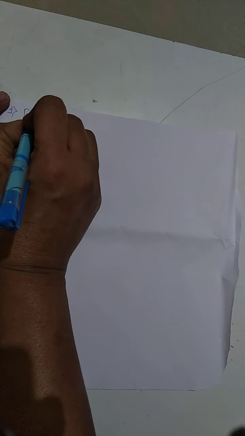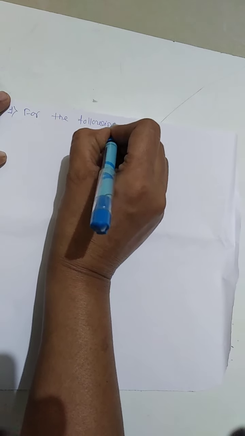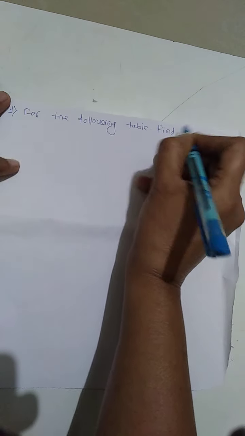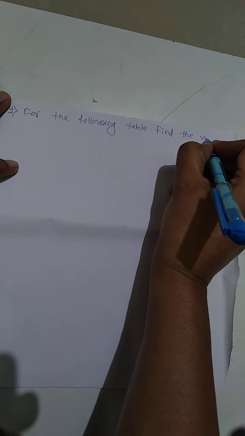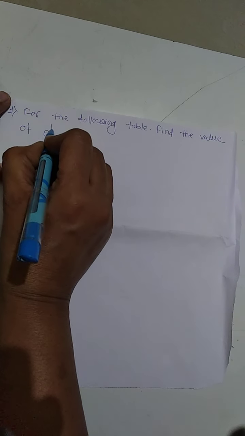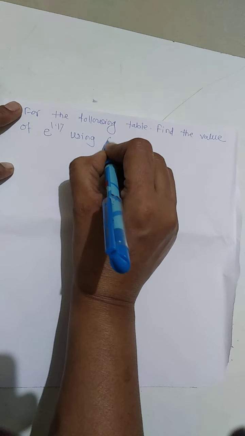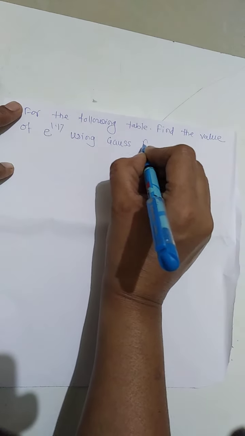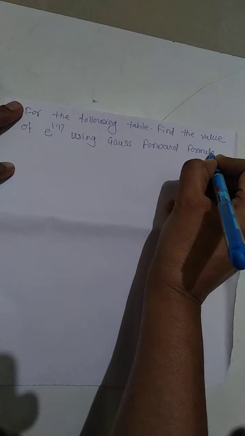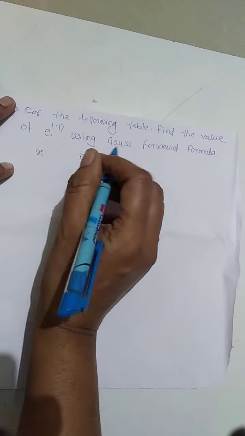First problem, for the following table, find the value of e to the power 1.17 using Gauss forward formula. Then write the value of x and e to the power x.